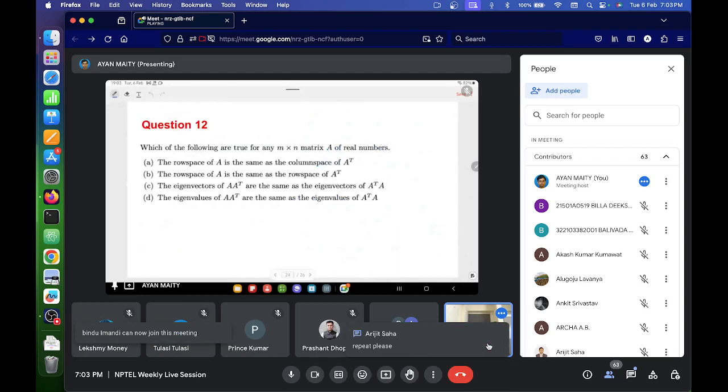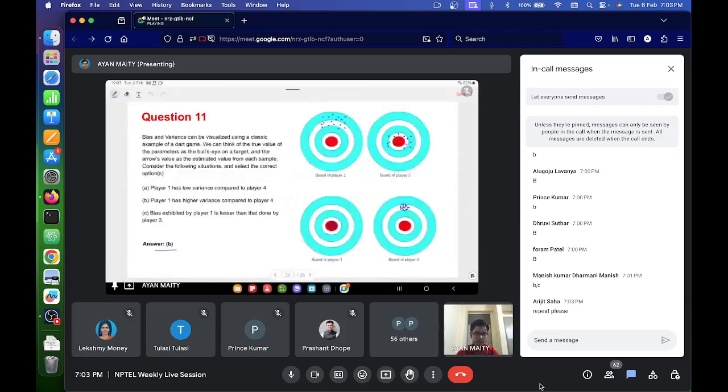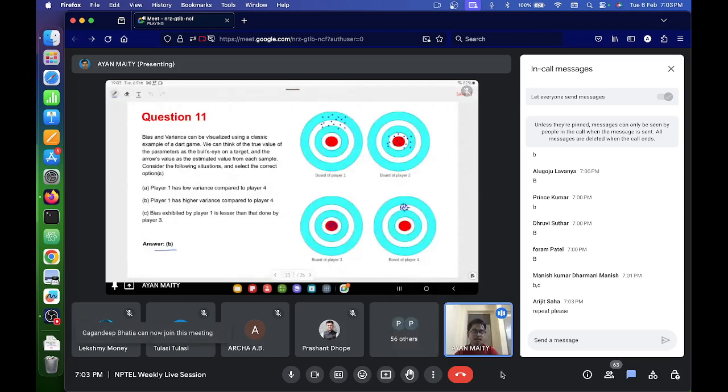Rijit Shah is saying repeat. Can you please explain bias and variance once again? So bias basically means the error, how much your prediction differs from the actual values. And variance is how much your predictions vary for different predictions, whether all the predictions are almost the same or they are varying a lot.